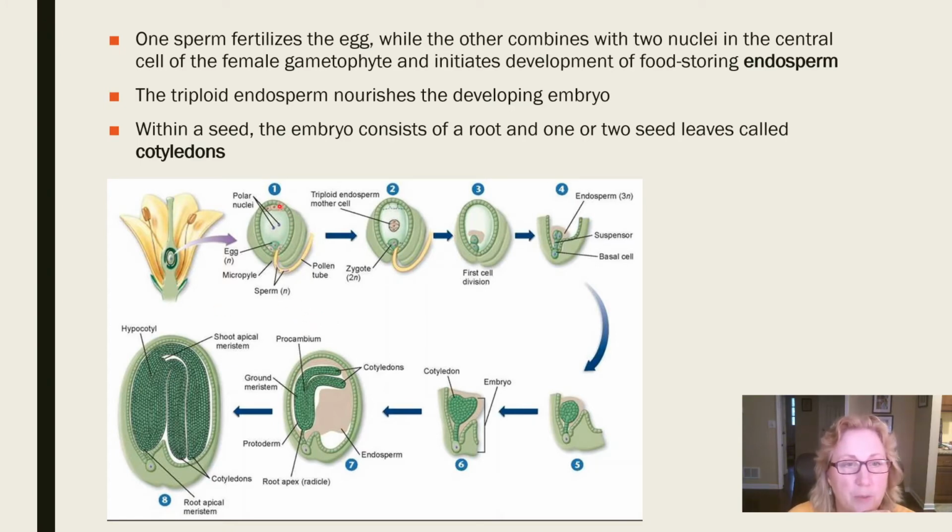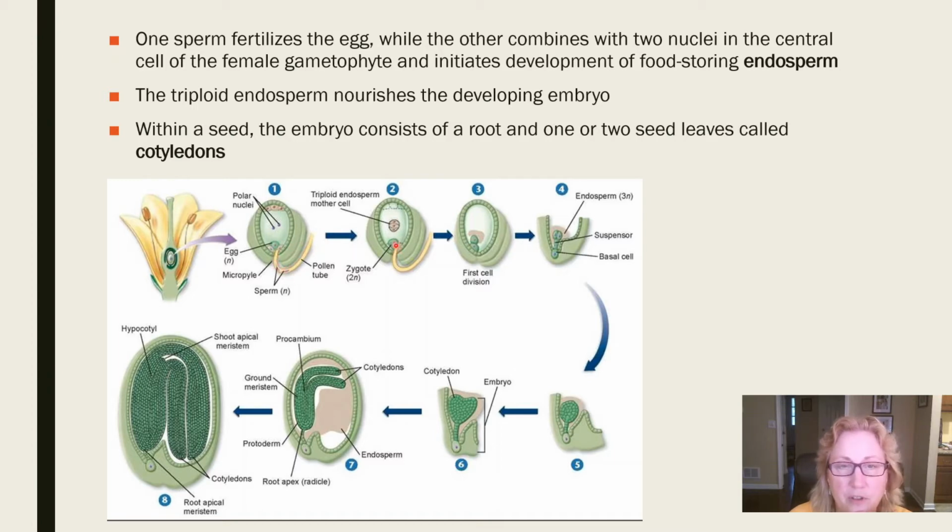So here we have our ovule. We have our two polar nuclei, these are haploid nuclei, and our egg nucleus, which is also a haploid cell. So that's our female gametophyte. Those three cells are the female gametophyte. And then here's our pollen tube bringing the two sperm nuclei.